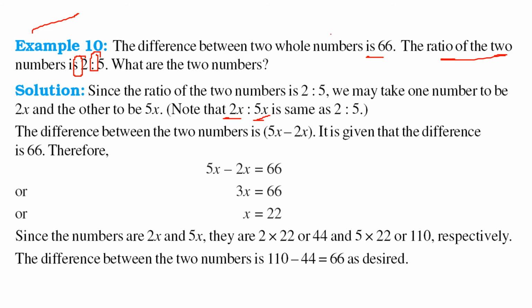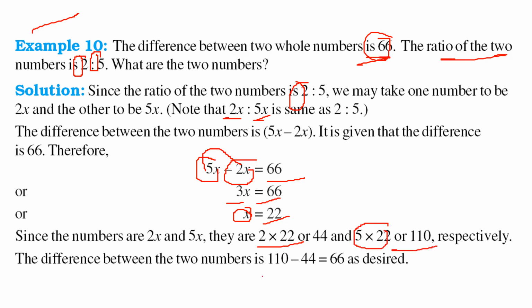Right? So now the difference between these numbers is 66. 2x will be lesser, and the difference is positive. So you have to take 5x minus 2x is equal to 66. 5x minus 2x is what? 3x. 3x is equal to 66. And when you solve for x, you get 22. So x is 22 here. And once x is 22, you can find 2x as the first number, that is 2 into 22. And the second number will be 5 into 22, that will be 110. Right? And the difference between these two numbers is nothing but 110 minus 44, that you can check, it is 66 only.